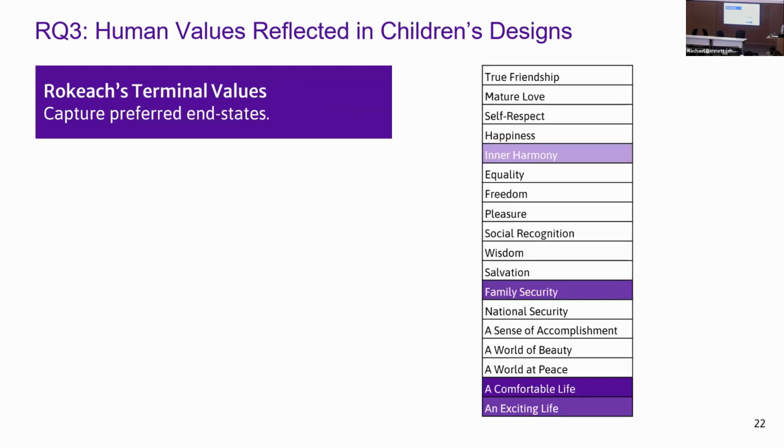In terms of Rokeach's terminal values, or the preferred end states, which is the goal that children want their machines to achieve, we found that children wanted their machines to support a comfortable life for them, and expanded the value space to familial connection and harmony, and even excitement. This adds more nuance to discussions about the goal of AI technology and could often be overlooked in existing AI design considerations and ethical debates.